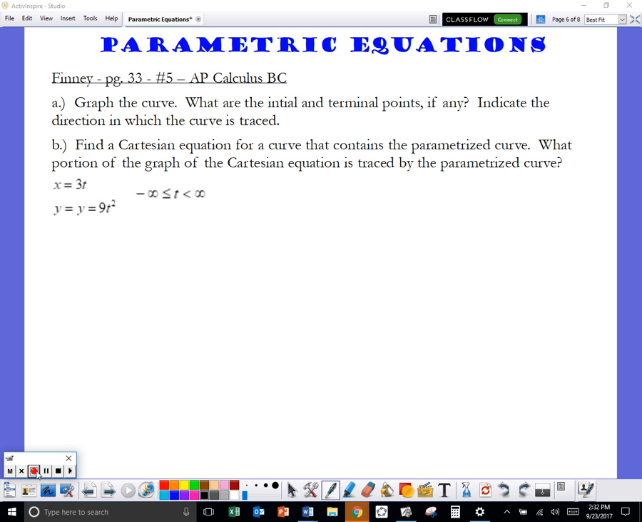Okay, here in Finney, page 33, number 5, the big F, it says graph the curve. What are the initial and terminal points, if any? Indicate the direction in which the curve is traced.